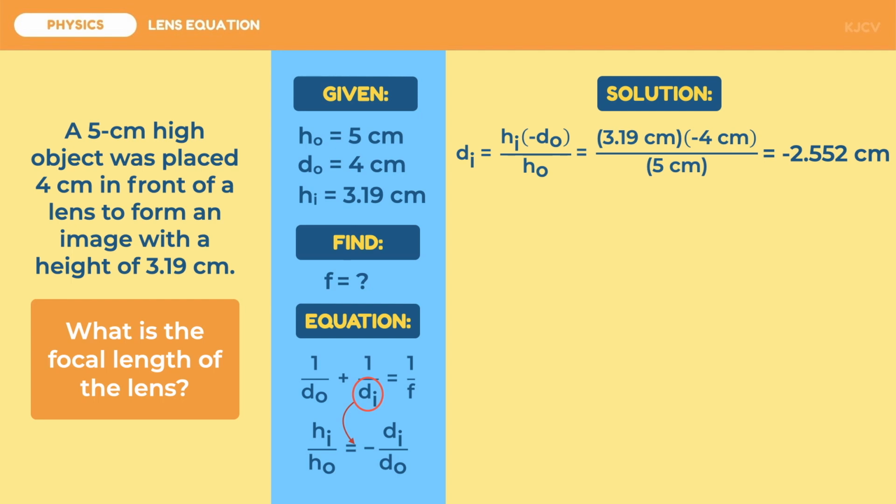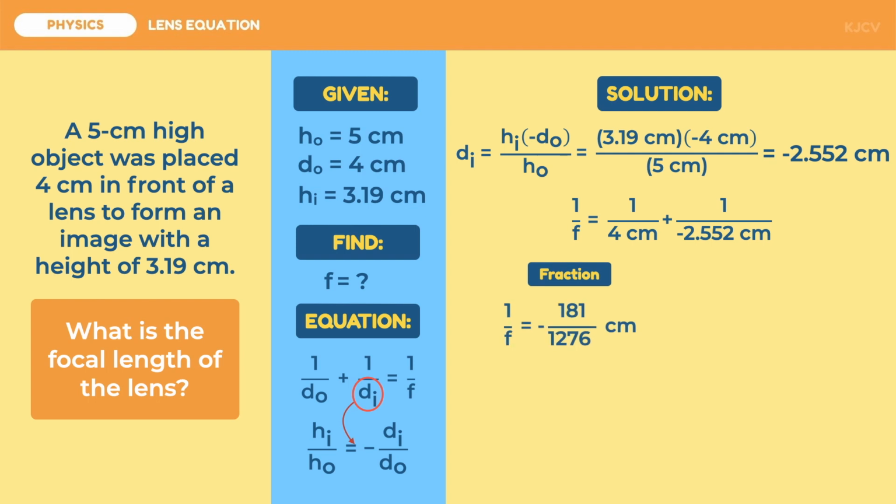With this, we can now solve for the focal length of the lens. We are going to plug in the given quantities to the lens equation. Thus, we have 1 over f is equal to 1 over 4 centimeters plus 1 over -2.552 centimeters. 1 over 4 centimeters plus 1 over -2.552 centimeters is equal to -181 over 1,276 centimeters when using fractions in the solution. Take note that this is equal to the reciprocal of f. This is when we're going to do the reciprocal of both sides. Thus, we have -1,276 divided by 181 centimeters is equal to f.